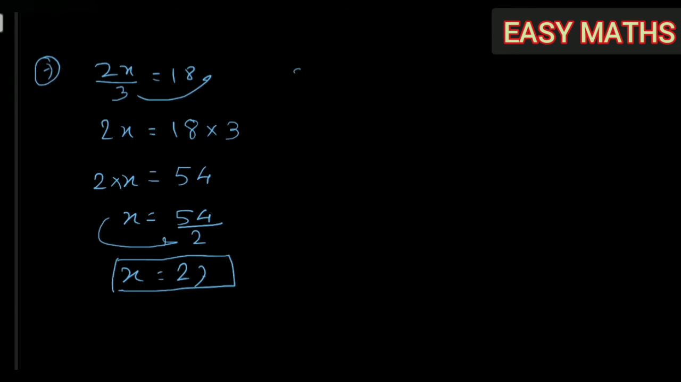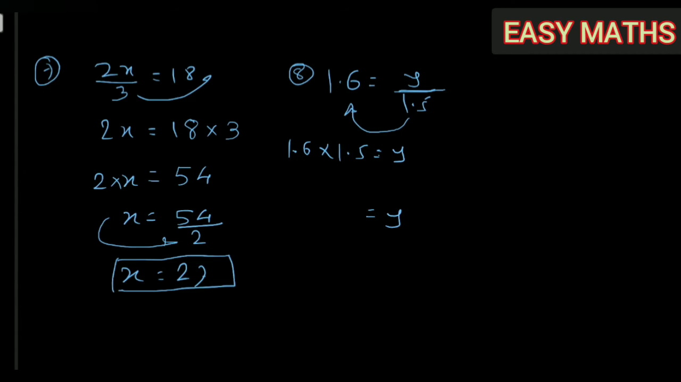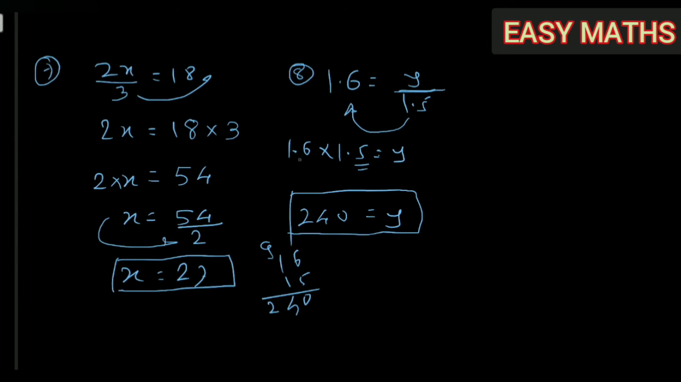Let's look at another question. Question number 8. 1.6 equal to y divided by 1.5. So here also we have to find the value of y, and 1.5 is dividing that y. So we'll take this 1.5 to the other side. Division will become multiplication and we'll get the answer of y. So I'm going to now just multiply 16 and 15. 240. I just have to give the decimal point now. How many digits are there after the decimal? 1 and 1. So 2 places. So I am going to give the answer 2.40 here. Let's see the next question.